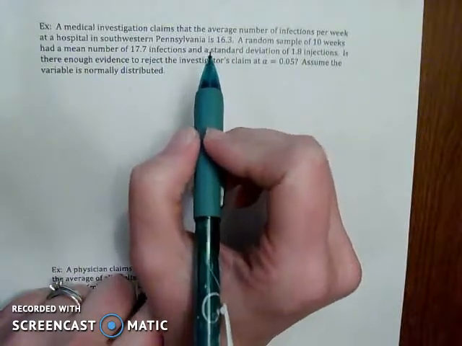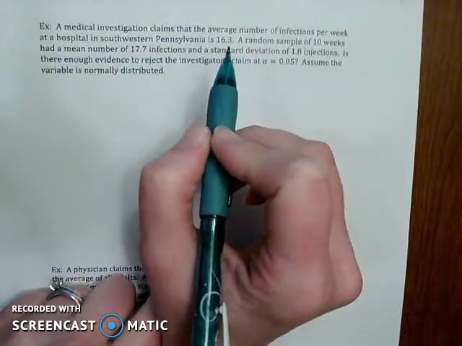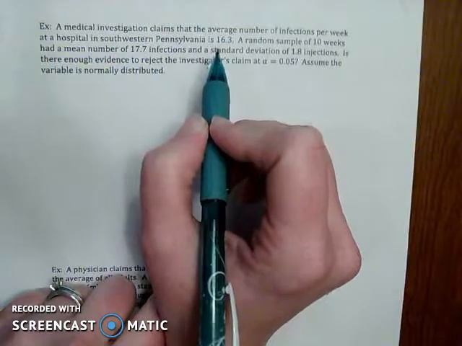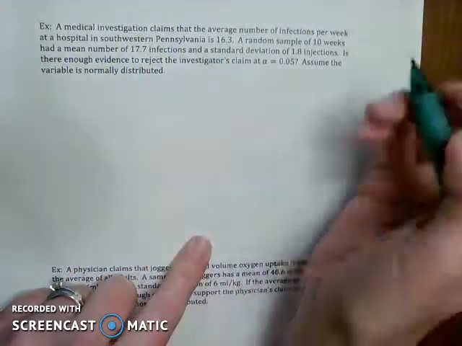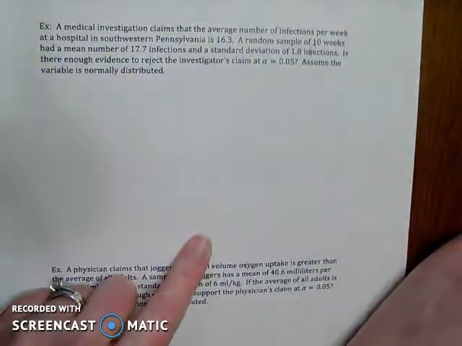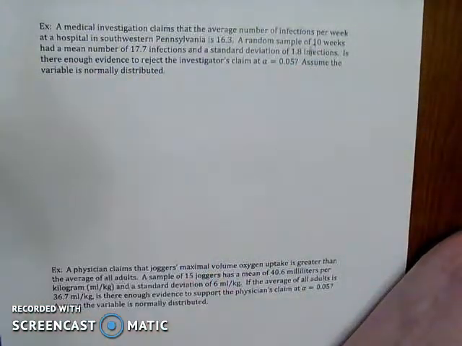That's what you're going to look for in your homework and your test. If you see the words population standard deviation, you use the z-chart. If it does not say population standard deviation, you have to use the t-chart. Okay, that should say infections. Is there enough evidence to reject the investigator's claim at 0.05? Assume it's normally distributed.